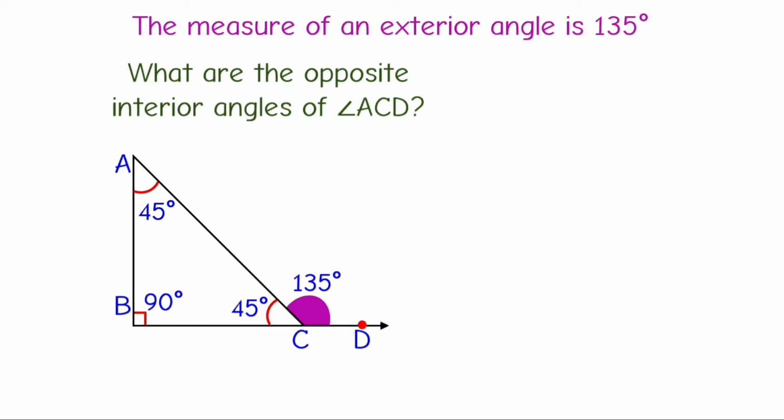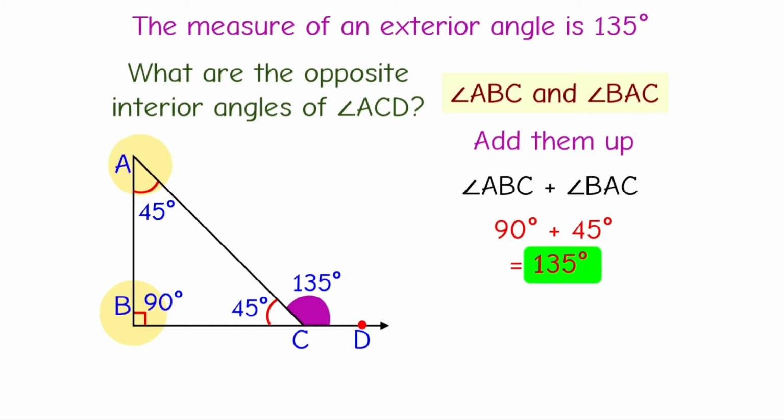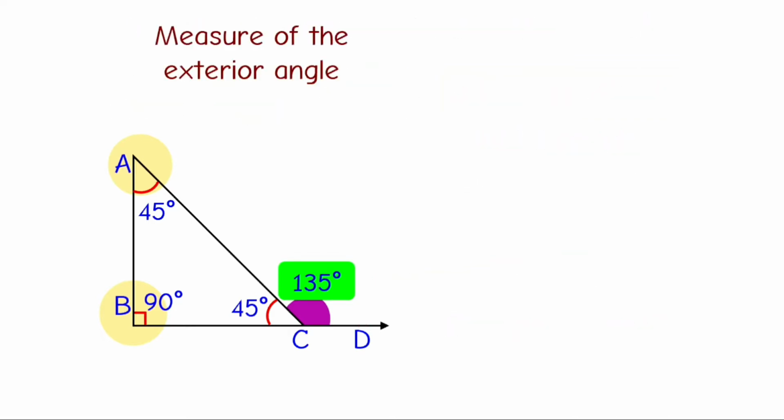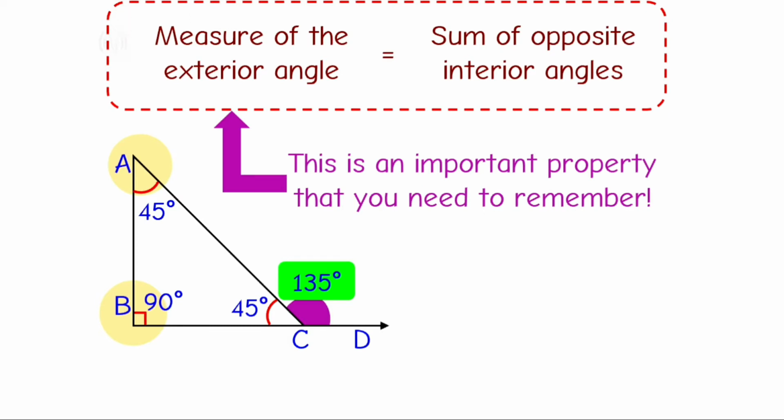Now what are the opposite interior angles of angle ACD? This is angle ABC and angle BAC. Add them up. Angle ABC plus angle BAC will be equal to 90 plus 45, 135 degrees. What do you see? The measure of the exterior angle is equal to the sum of the opposite interior angles. This is an important property that you need to remember.